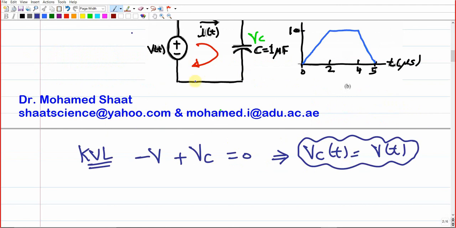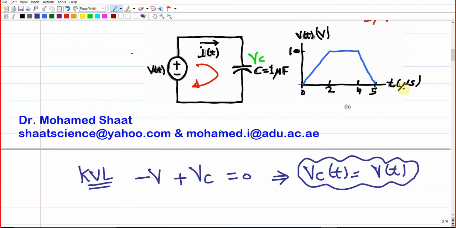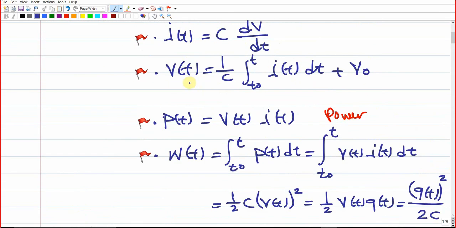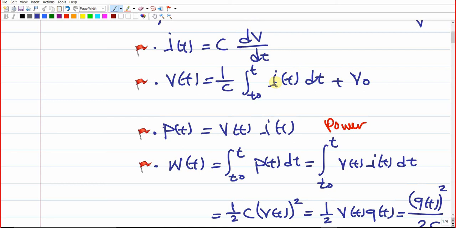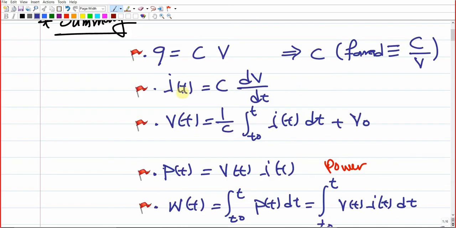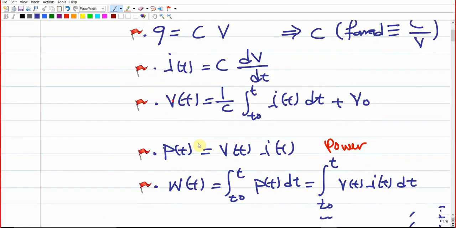This is just the first thing: apply Kirchhoff voltage law to come up with VC, how much it is. And V of T is already given here. It means that we already have a value for VC, which is the voltage over the capacitor. Okay? So according to this relation, what should be the volt over the capacitor in terms of the current? This is the relation. Or how much is the current in terms of the volt? This is the relation. How much is the charge in terms of the volt? This is the relation. So we're going to use these relations to come up with Q and I.